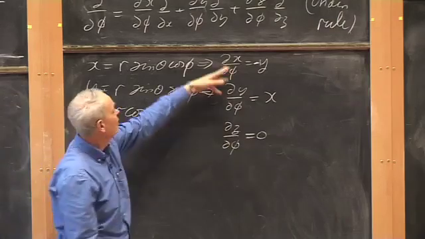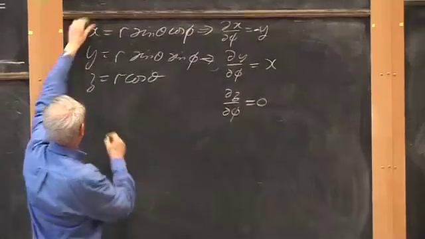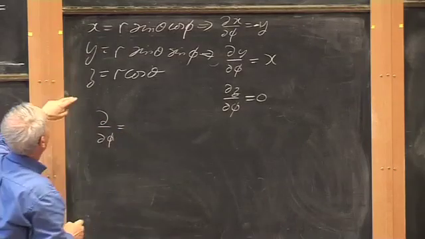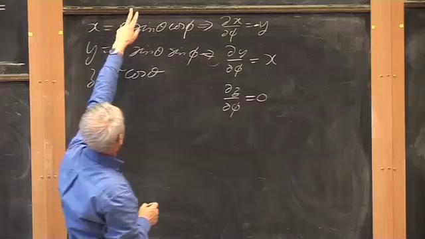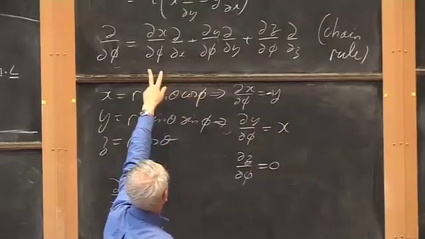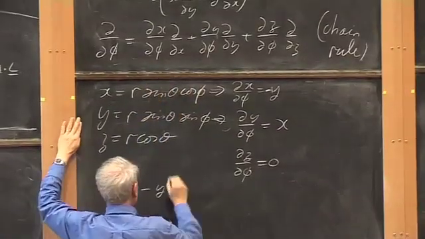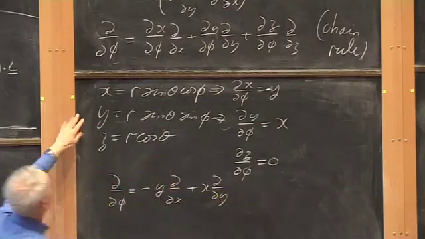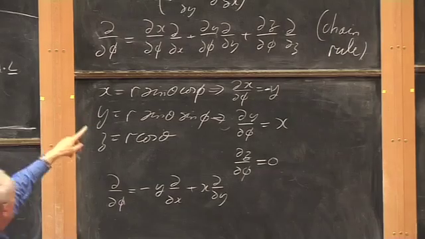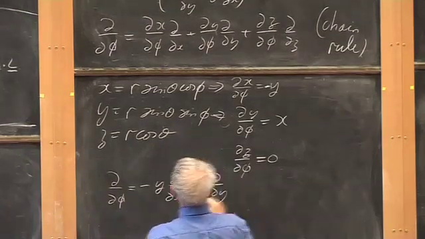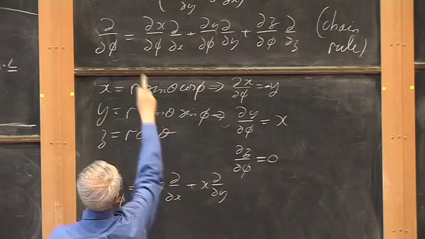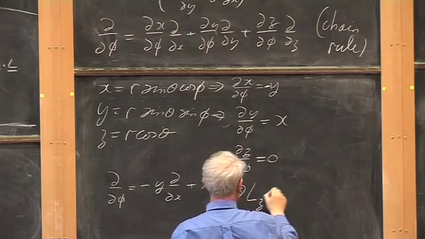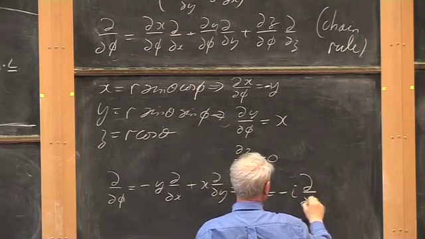So we take these results and stuff them back in here, and that tells me that d by d phi is equal to minus y d by dx plus x d by dy. What is the relationship to what we have up there? This is precisely what's in that bracket for Lz. So this implies that Lz is minus i d by d phi.